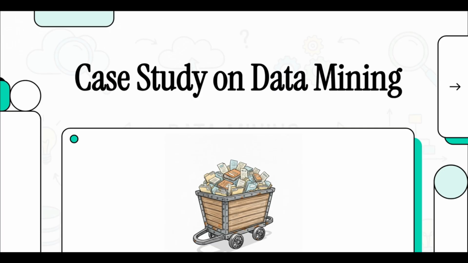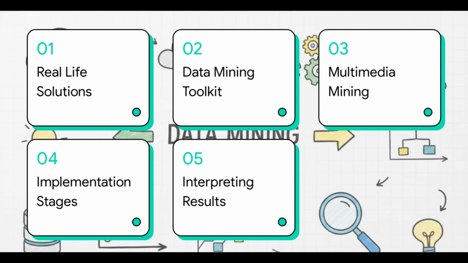We've got a clear objective, a designated toolkit, and a very precise map for implementation. Okay, let's dive into this. Here is our mission blueprint for today. We'll be working through 5 distinct stages: objective, real-life solutions, the data mining toolkit, self-learning, multimedia mining, stages of implementation, and finally, interpreting and validating results.